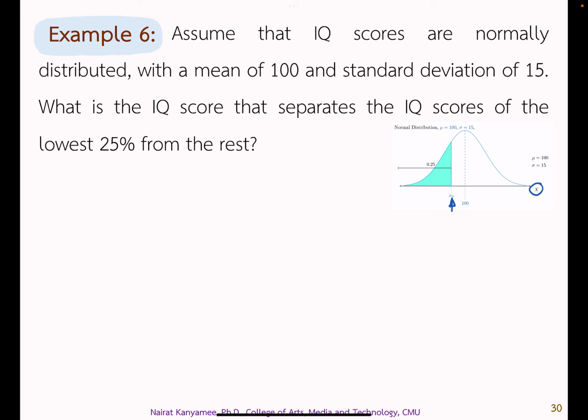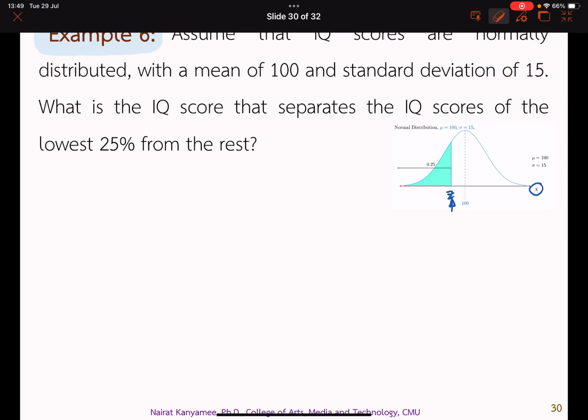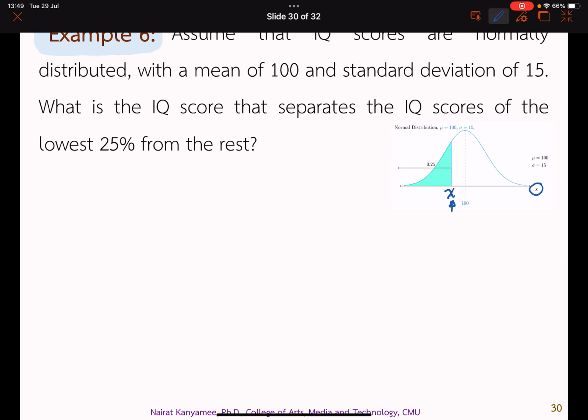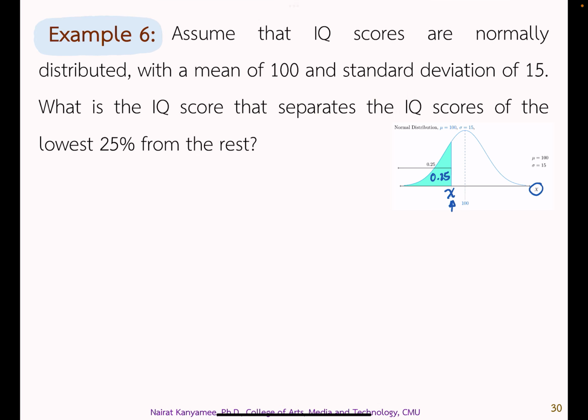For a random variable X, it might not be negative, right? But for the Z score, it's negative for sure because it's to the left of 0. So we're looking for this number X, not Z, so that the area here is 0.25. The area here is 0.25, right? So the IQ score of the lowest 25%. We're looking for that.